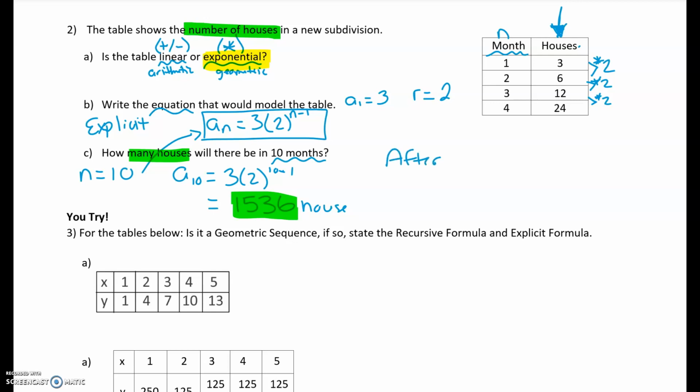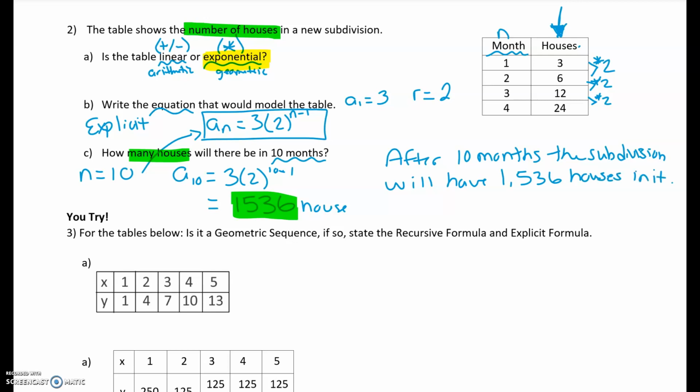After 10 months, the subdivision will have 1,536 houses in it. Period. Make sure you capitalize your sentence and put a period at the end.